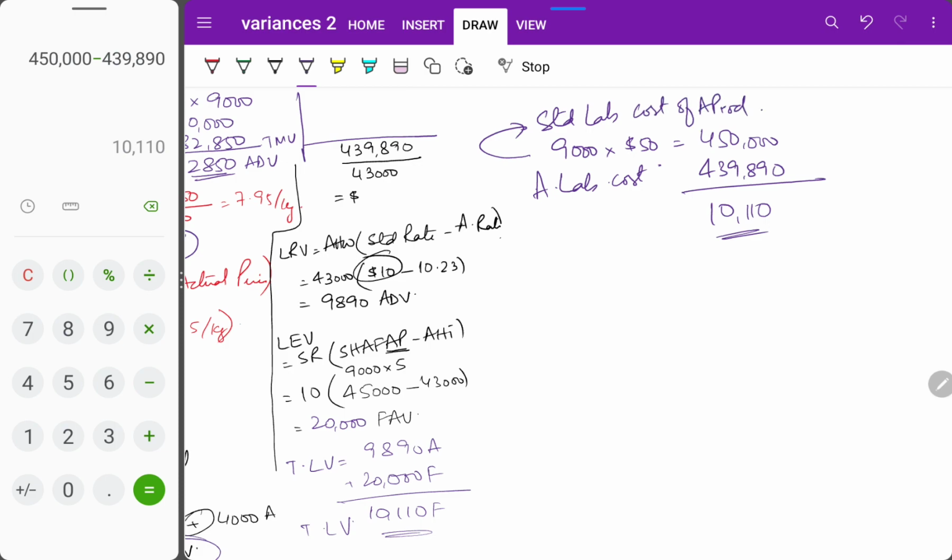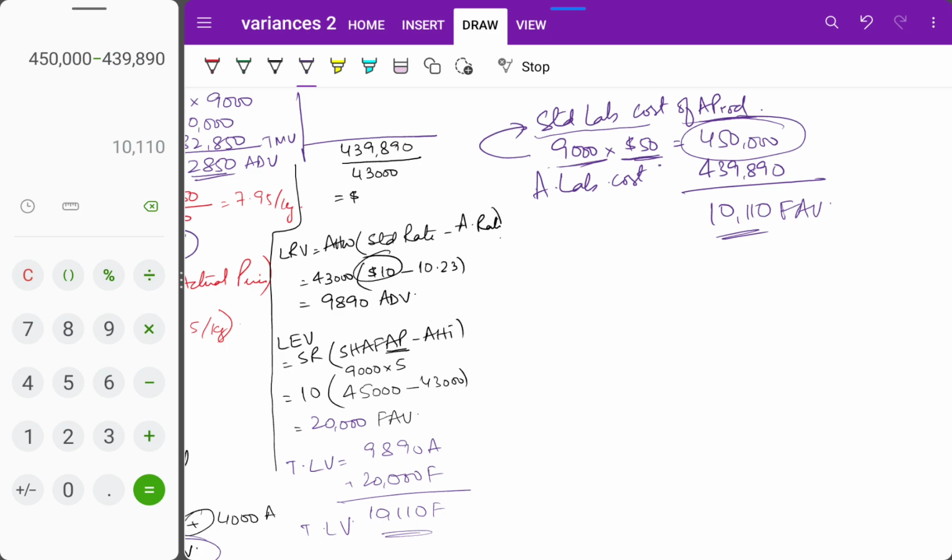If you translate this, it means: what should be the standard labor cost of the actual production? Ideally labor should have consumed $450,000 cost, but the consumption was quite lower, so this is a favorable variance. The logic and workings are the same as for material. The difference is that instead of using price, we are using rate, and instead of using quantity, we are using hours. The rest of the calculations are the same.